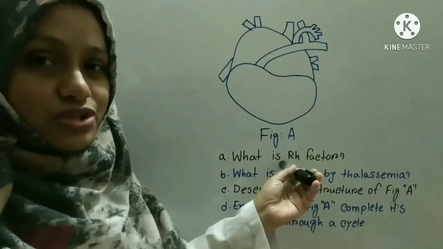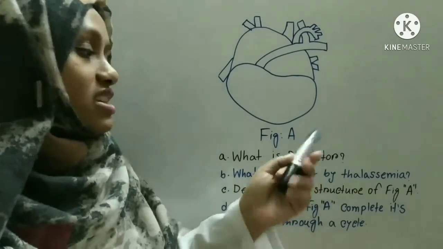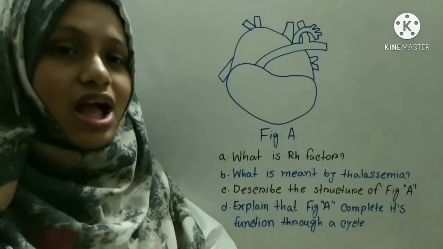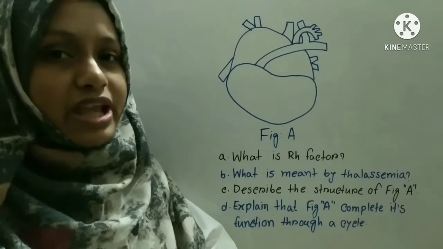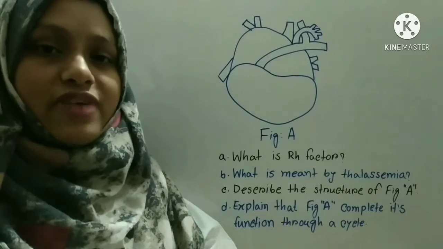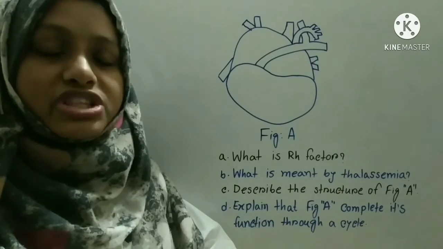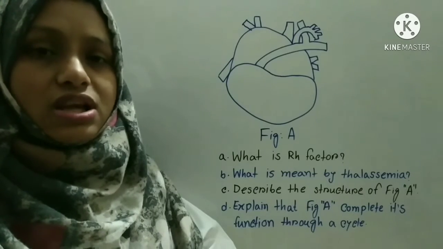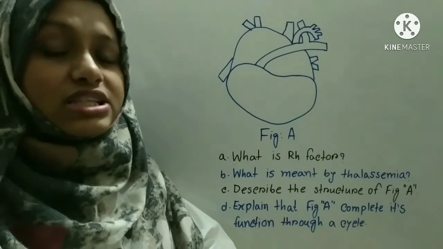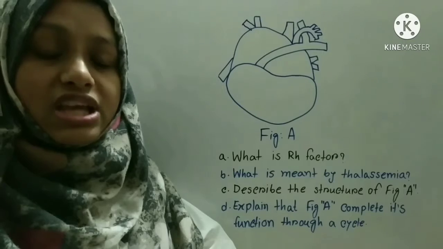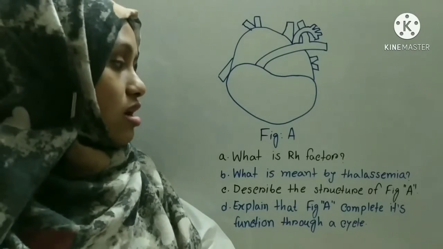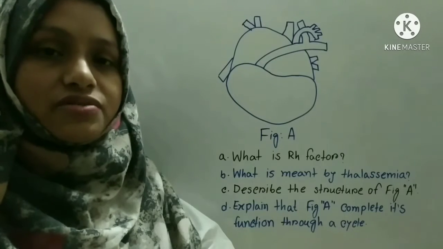This is the first question. That is, what is RH factor? Do you know what RH factor is? I think you know, but let me explain that. RH factor is a kind of antigen which is found in the RBC of blood. It is found in the monkey's blood, whose name is rhesus, and according to its name, it is called RH factor or rhesus factor.